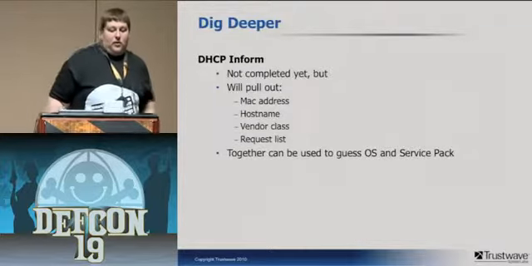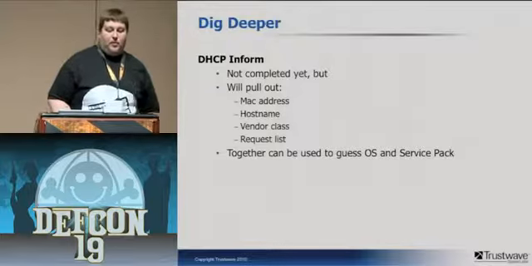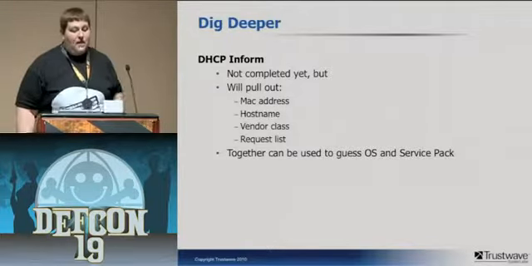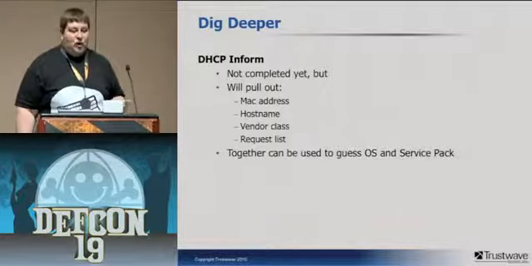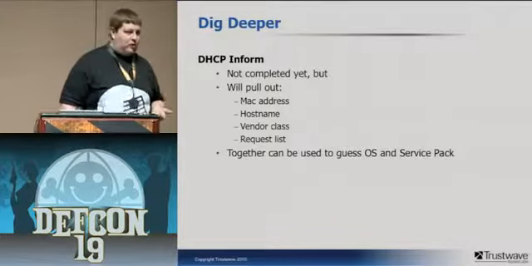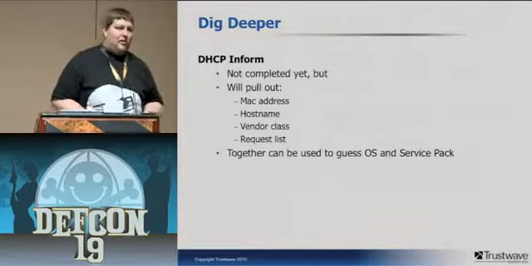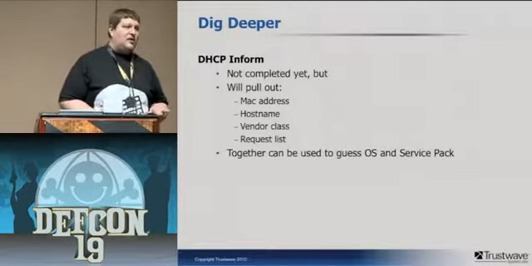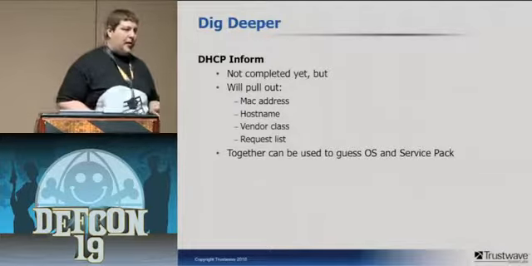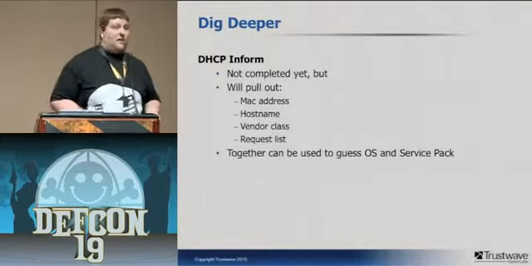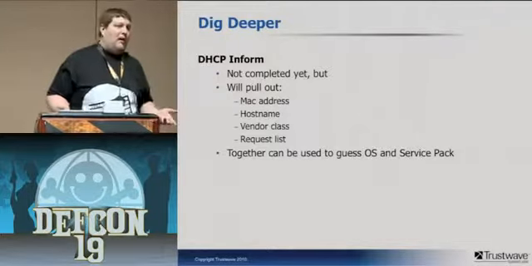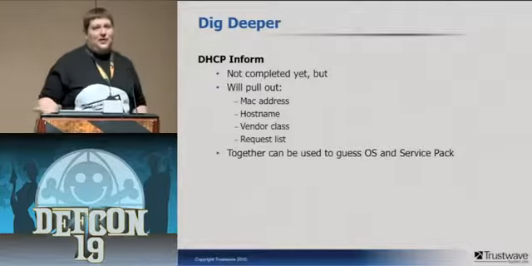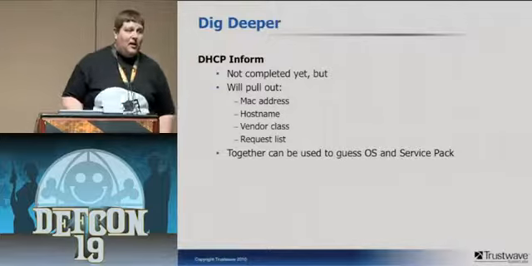DHCP inform. There are a couple more things that I want to do with this, but for right now it'll pull out the MAC address, host name, the vendor class and request list. Where vendor class and request list come in handy is that each different version of Windows and many of the different versions of Linux have the vendor class and request lists in different orders. Using these two things together, we can fingerprint the host pretty effectively. We won't know, for instance, the difference between Windows XP Service Pack 2 and 3, but we'll know the difference between Windows XP, Vista, 2000, and Windows 7. If you have Windows 2000 out there, that's a lot of the time a tip that it may be a host you want to look more carefully at.